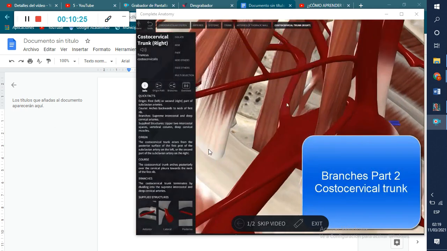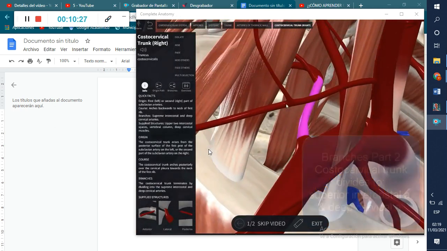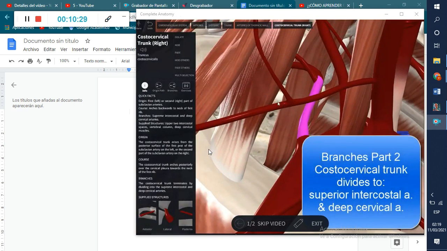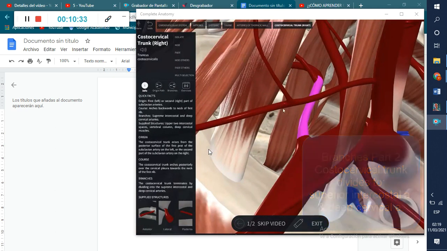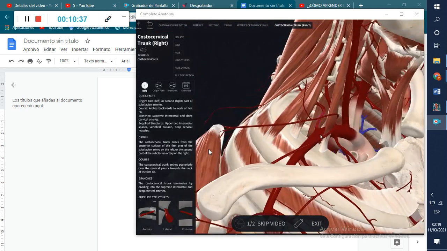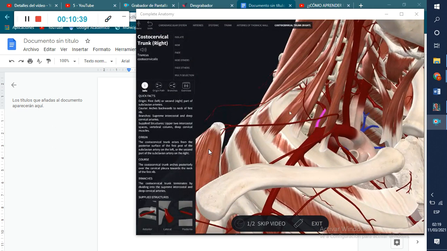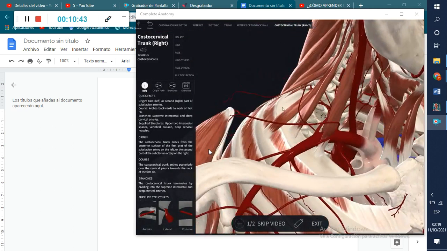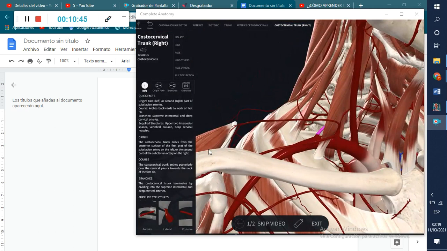But here's your costocervical trunk, and what it does, it actually splits into the superior intercostal artery and the deep cervical artery. It'll arch somewhat posteriorly, as you can see here, over the cervical pleura of the lungs and towards the neck of rib number 1, which is over here.